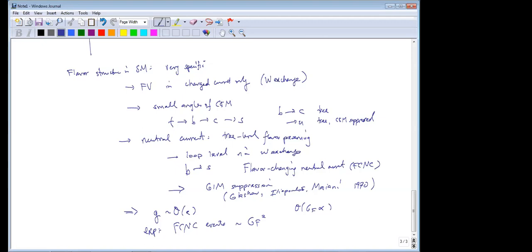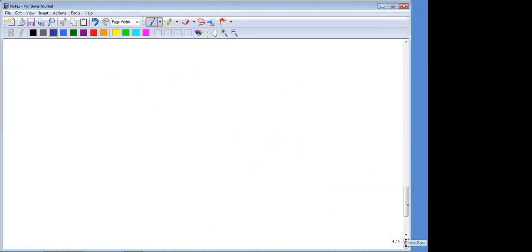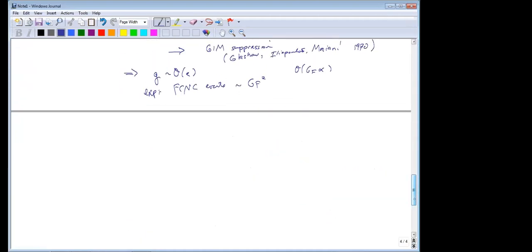Okay. So let's go over this one a little bit more with respect to, say, a B to S transition. So let me just draw some little diagram here. So here's a B, sorry everybody. Here's a B and an S. And here's a W.